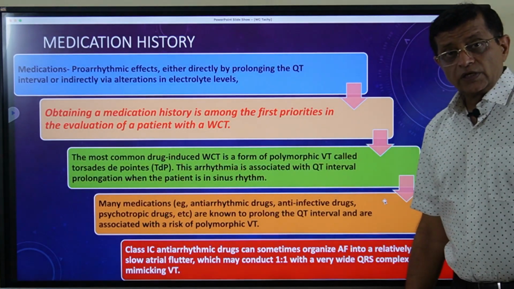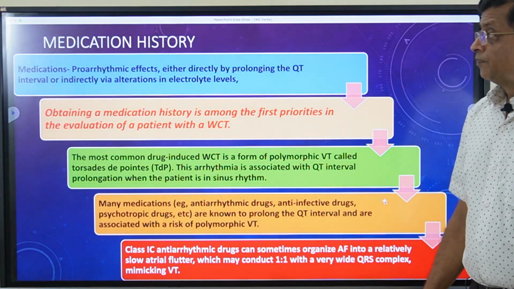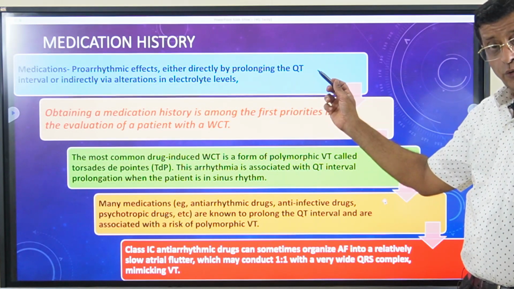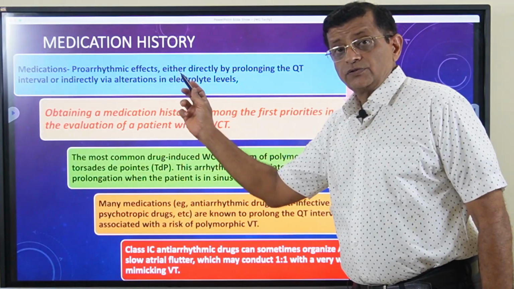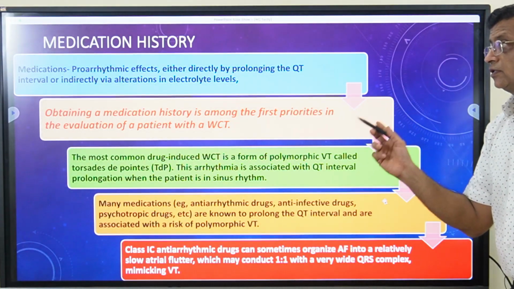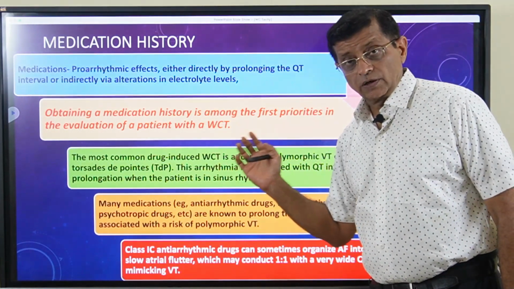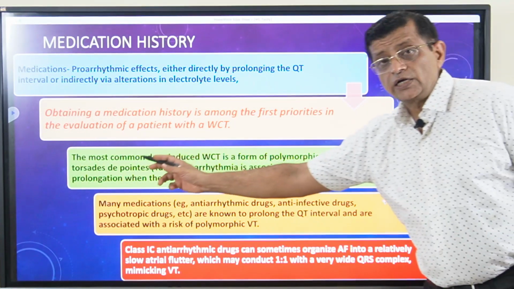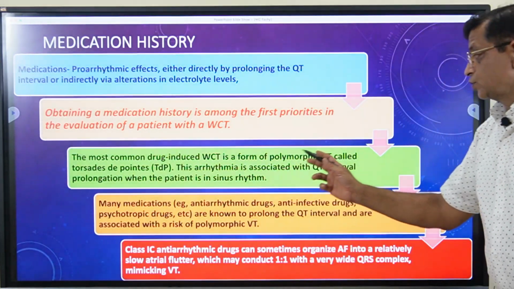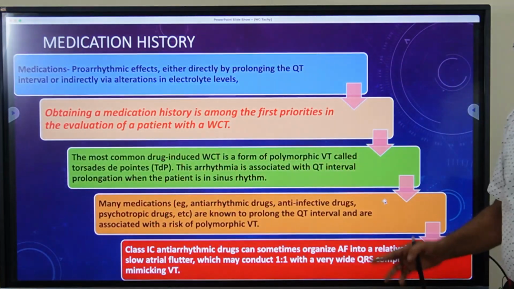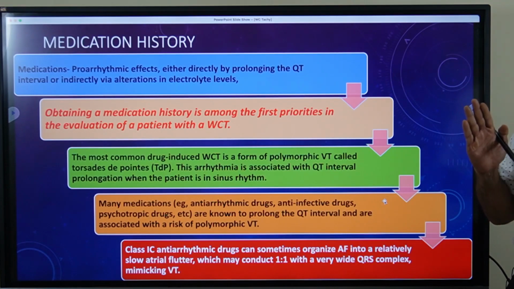Now, many medications can cause VT or wide complex tachycardia. They could have proarrhythmic effects, which can be directly due to prolongation of the QT interval or indirectly by alteration in the electrolytes. So obtaining a medical history is among the first priorities in the evaluation of a patient with wide complex tachycardia. The most common drug-induced wide complex tachycardia is a polymorphic VT called torsades de pointes. This arrhythmia is associated with QT interval prolongation in sinus rhythm.